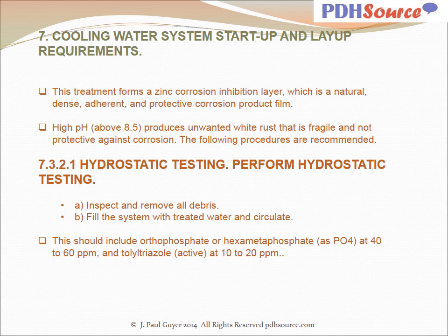For hydrostatic testing, perform hydrostatic testing by inspection and removal of all debris. Fill the system with treated water and circulate. This should include orthophosphate or hexametaphosphate at 40 to 60 parts per million and tolyltriazole, complex term there, at 10 to 20 parts per million.